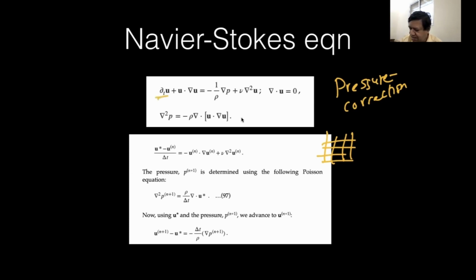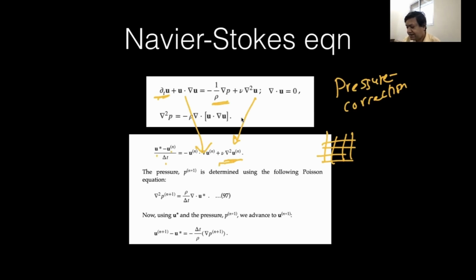So we write du by dt like that, u star minus un by delta t. On the right hand side, u dot grad is here. Right now, don't think of grad p. Just look at nu grad square u. You compute this by, let's say, a central difference scheme.